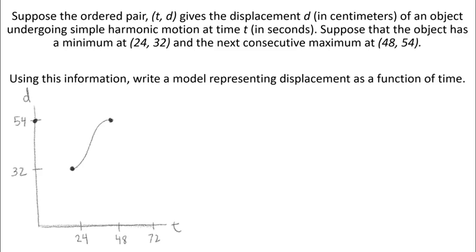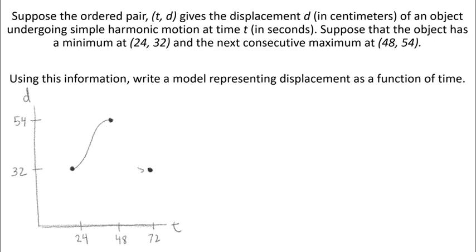All right, so let's take all the information that we're given and see if we can discover some more information that might be useful to us as we try to create this model. So one of the first things that I noticed is that it took 24 seconds to go from a minimum to a maximum. That means it should take another 24 seconds to go from a maximum to a minimum. So we should have another point on this graph at 72 comma 32.